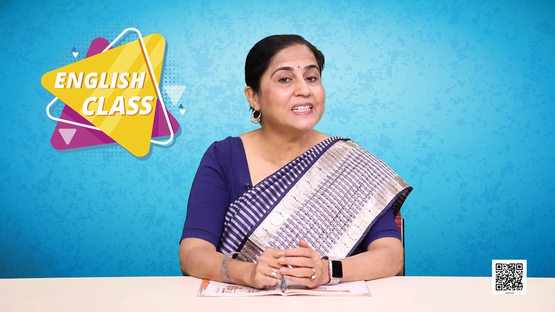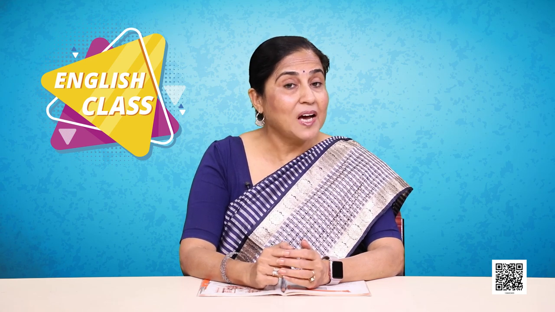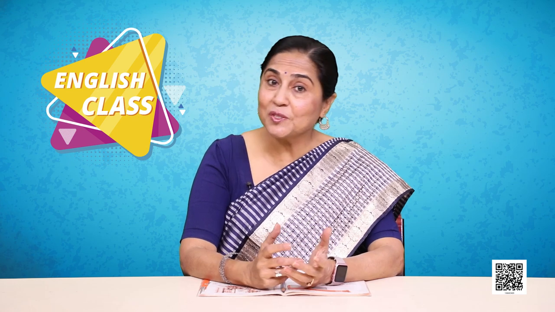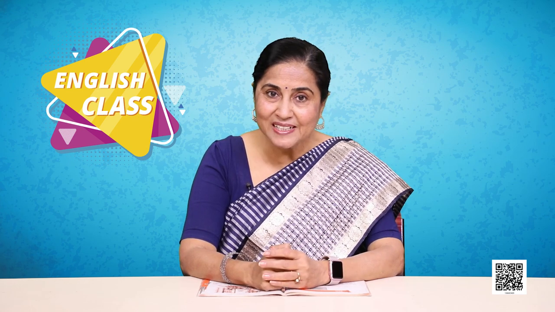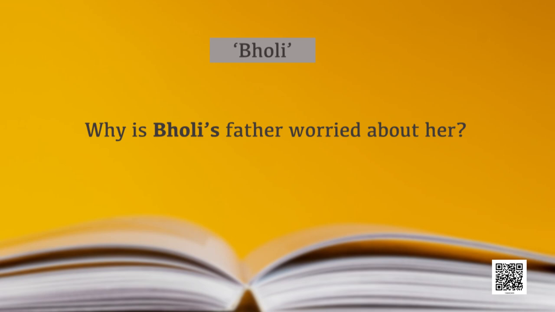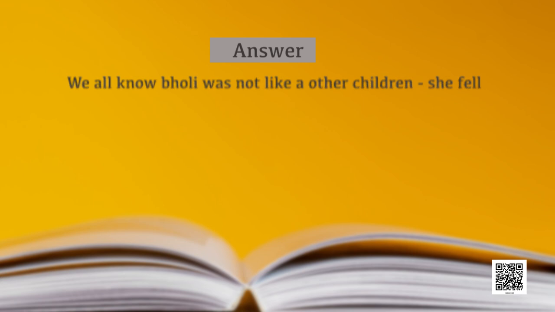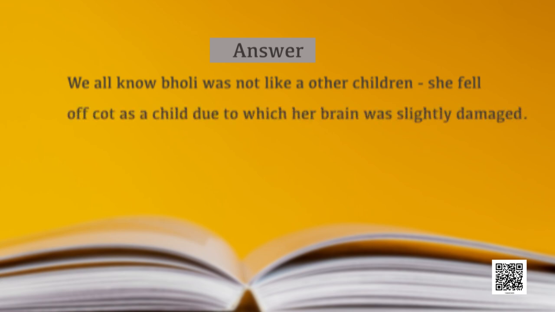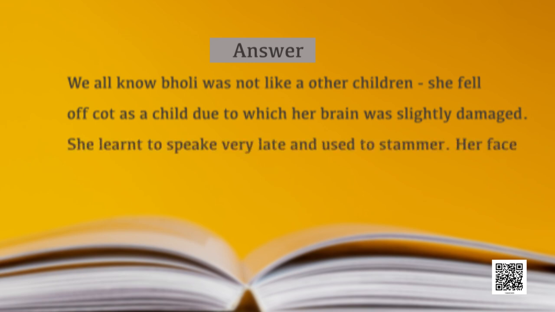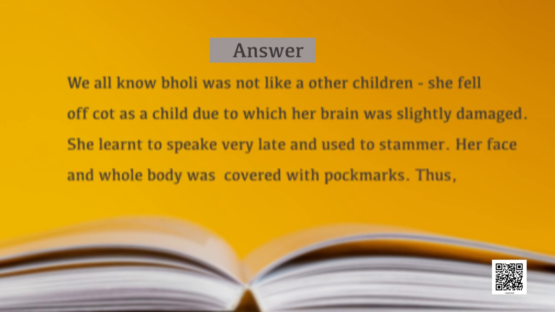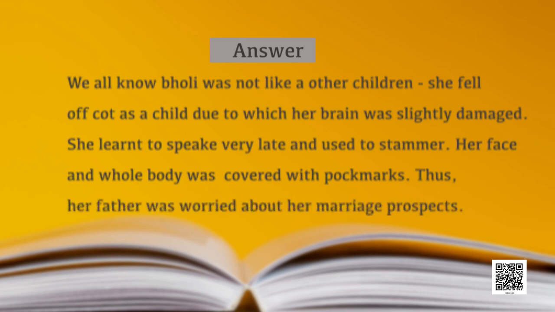And here we will take a little pause because I want to discuss a few questions with you. So, are you ready? Why is Bholi's father worried about Bholi? We all know Bholi was not like other children. She fell off a cot as a child, due to which her brain was slightly damaged. She learned to speak very late and used to stammer. Her face and whole body was covered with pockmarks. Thus, her father was worried about her marriage prospects.